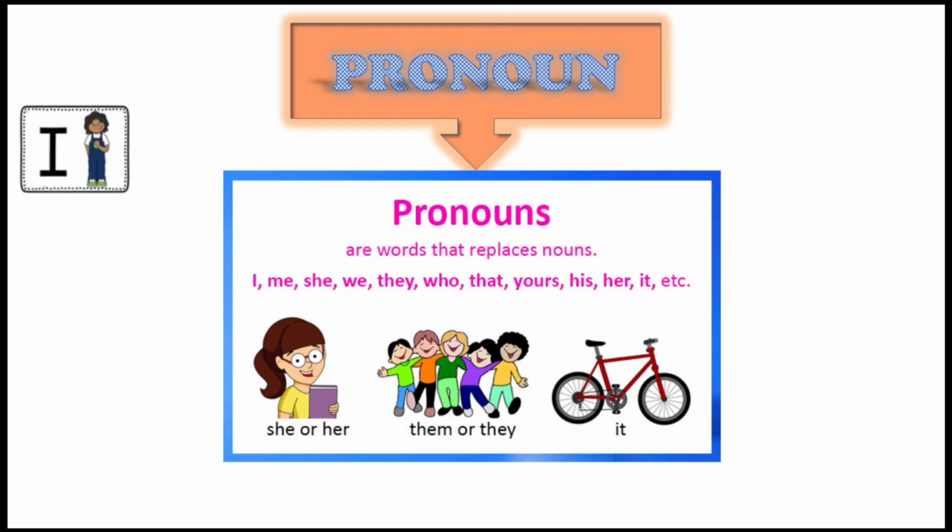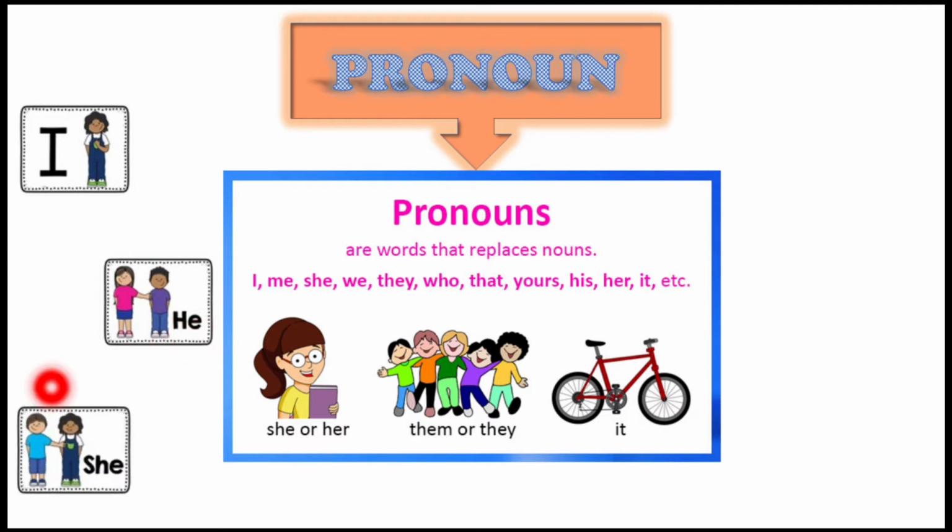I, when you are talking about yourself, मतलब आप अपने बारे में जो भी बात करते हो, so you have to use this I as a pronoun. Next, he. When you talk about any boy, so you have to use pronoun he. You talk about any girl, कोई girl के बारे में आप बात करते हो, तो then you have to use pronoun she.